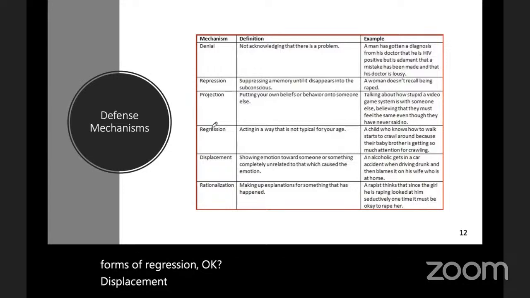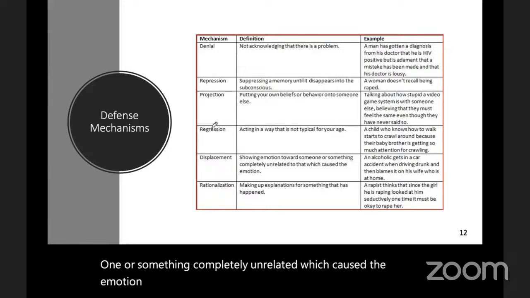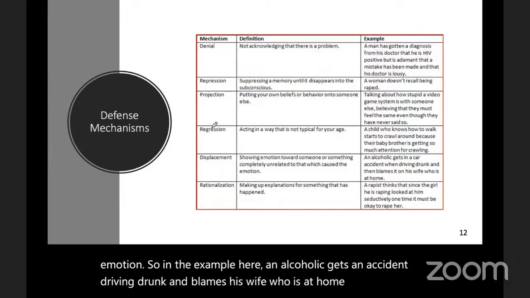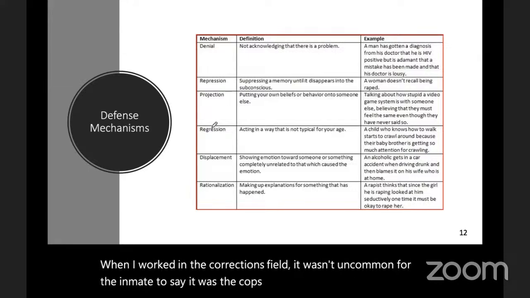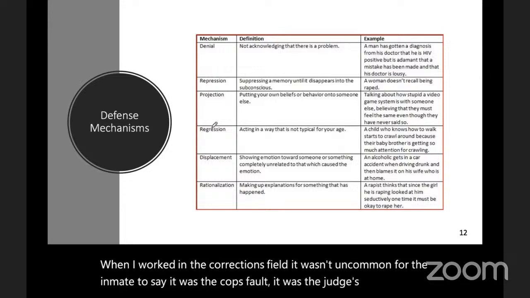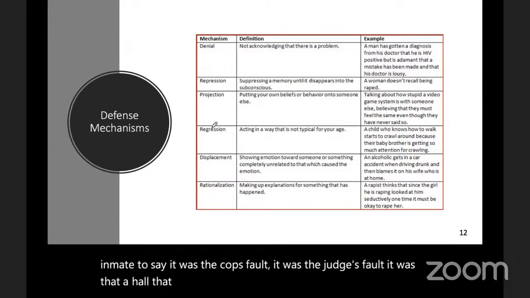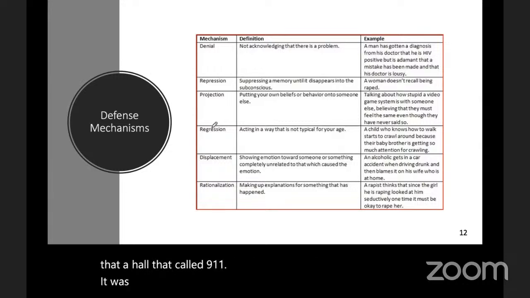Displacement is showing emotions towards someone or something completely unrelated to what caused the emotion. In the example here, an alcoholic gets in an accident driving drunk and blames his wife, who is at home. When I worked in the corrections field, it wasn't uncommon for the inmate to say it was the cop's fault, it was the judge's fault, it was that a-hole that called 911, it was my worthless attorney that are the reasons I ended up in the place I am.